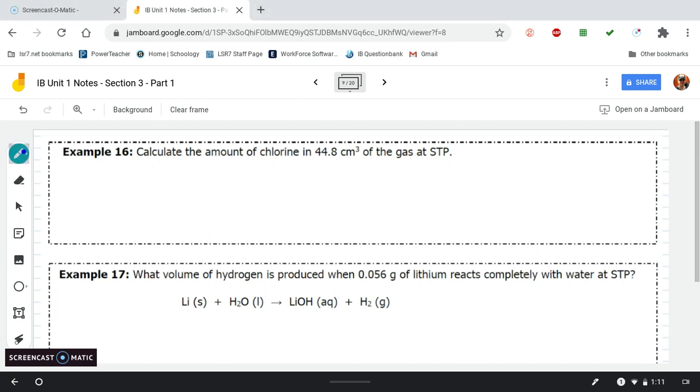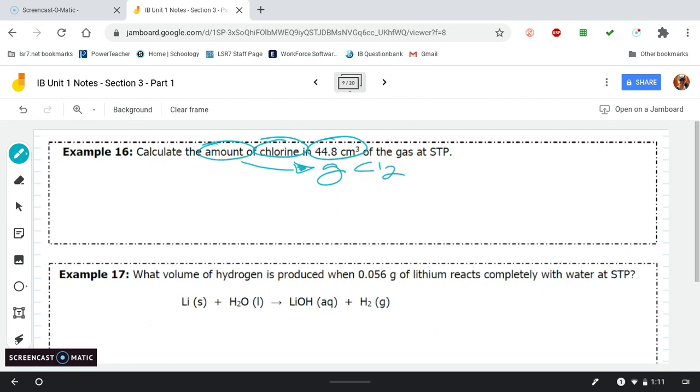Okay, example 16. And I'm going to point out some things that should pop out to you. So first of all, it says calculate amount. So the word amount should kind of clue you into we're looking for grams. Chlorine, another key term there. There's diatomic, so chlorine is diatomic, Cl2.